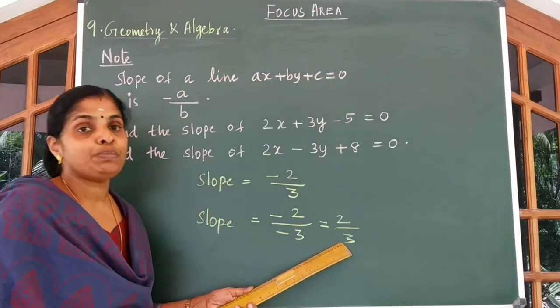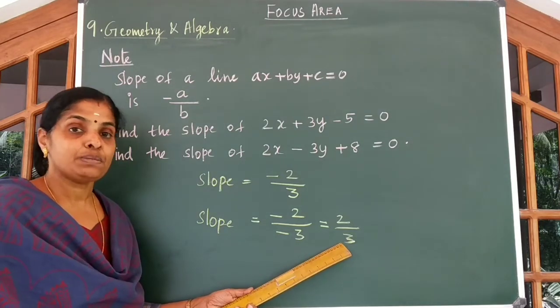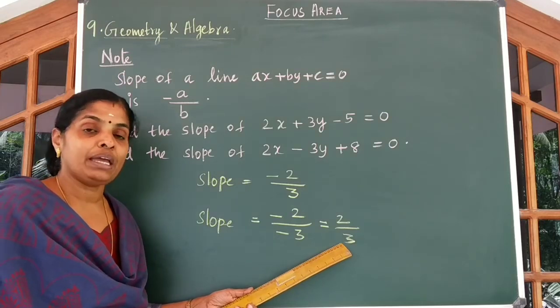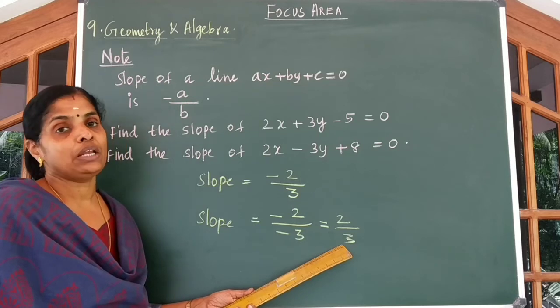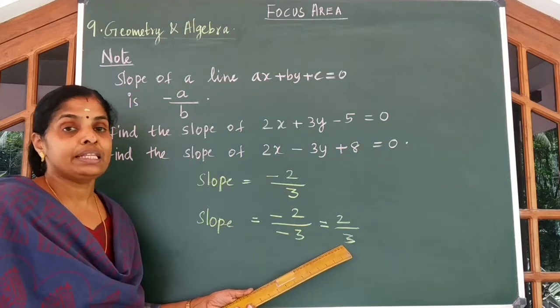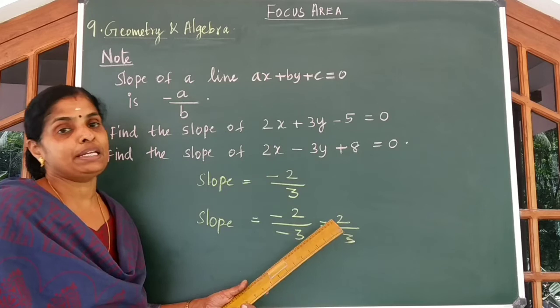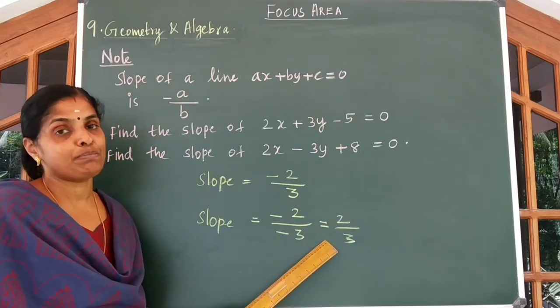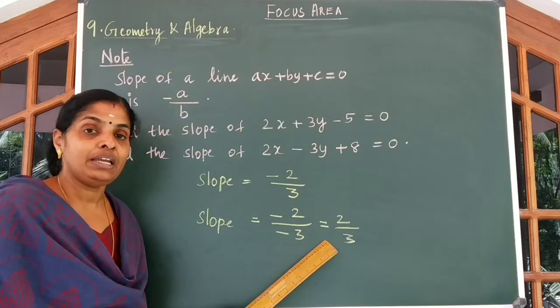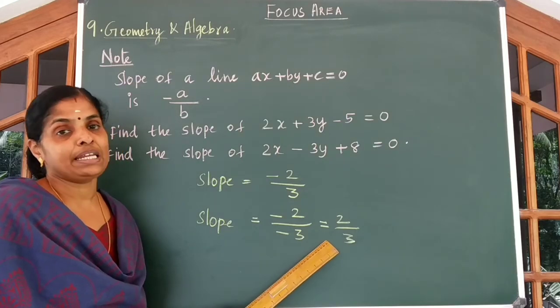If slopes are equal, lines may be parallel or they may lie on the same line. And if the product of slopes is minus 1, the lines will be perpendicular. If the product of slopes is -1, then the given two lines are perpendicular.